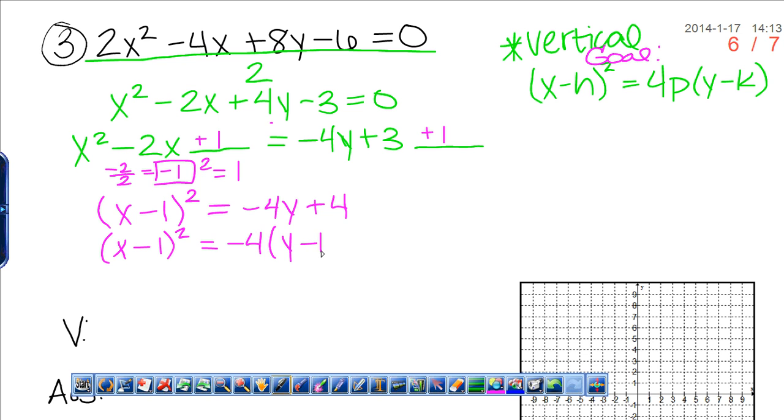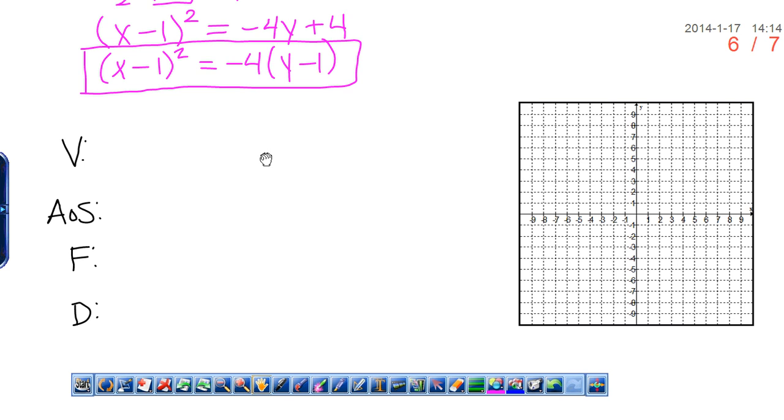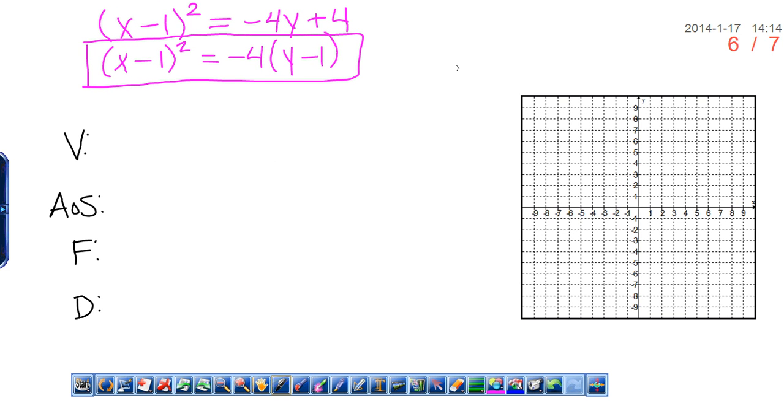Y minus 1. Good. There's the equation of our parabola. Everyone okay with that? Okay. Now we already know it's vertical. Now we have to decide, does it open up or down? Down. How do we know? Yeah, this negative right here.